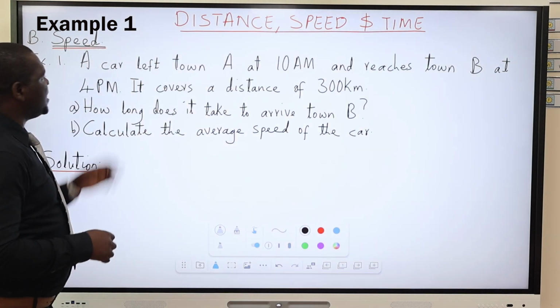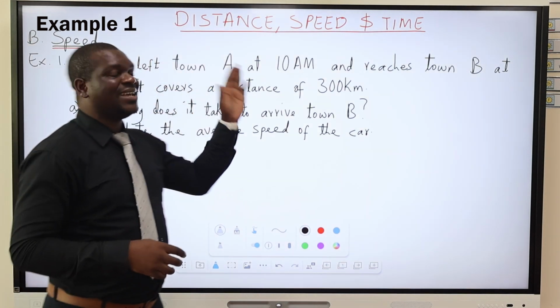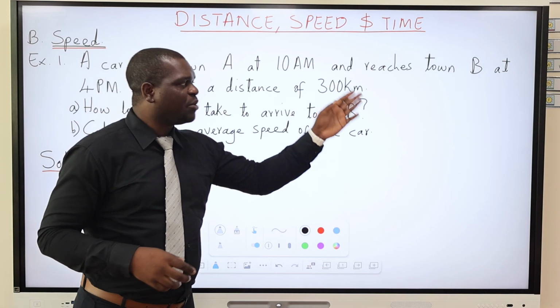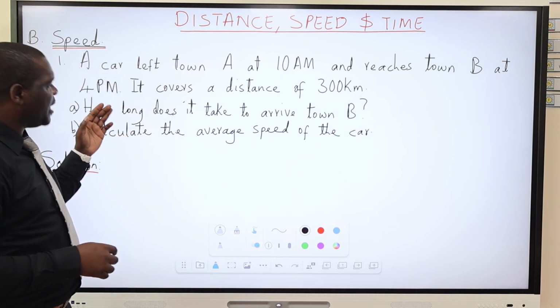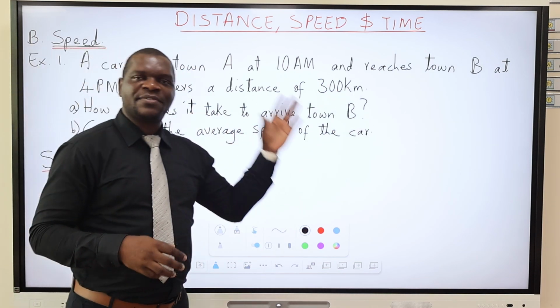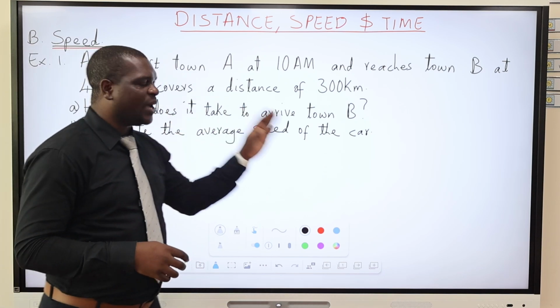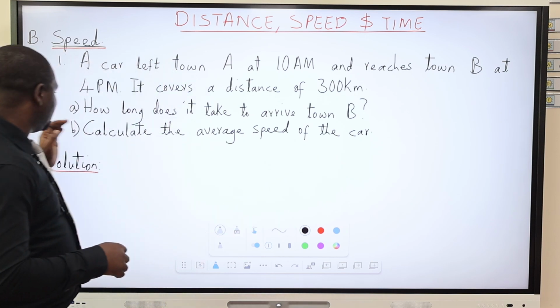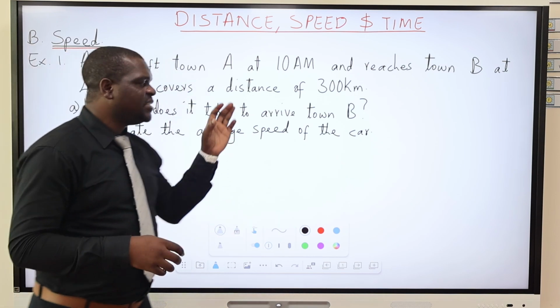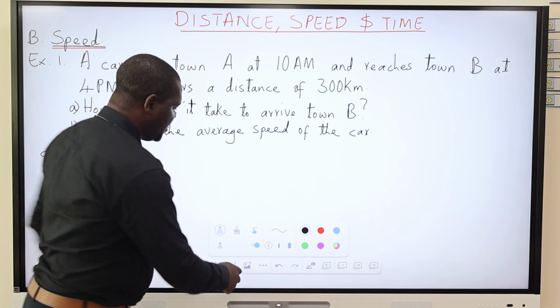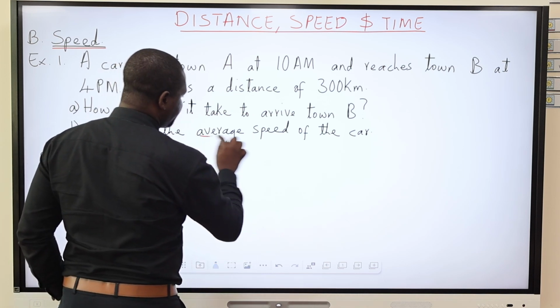The question says a car left town A at 10 a.m. and reaches town B at 4 p.m. It covers a distance of 300 kilometers. A, how long does it take to arrive at town B? And B, calculate the average speed of the car. This is our main focus.